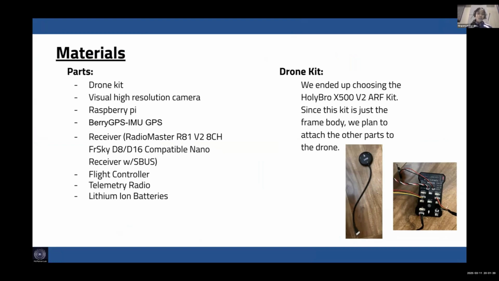We also have our Beitian GPS IMU, which is a high quality GPS that will ensure that our drone isn't lost. And then we have a receiver which allows us to communicate with our drone when it's flying in the air, with a flight controller, which is what it actually connects to. So we can control the drone. It's basically like any controller.